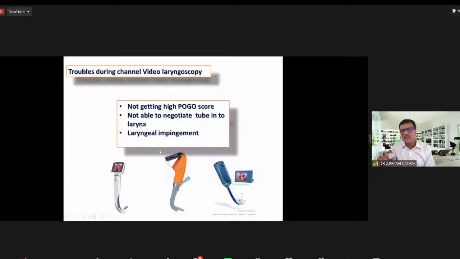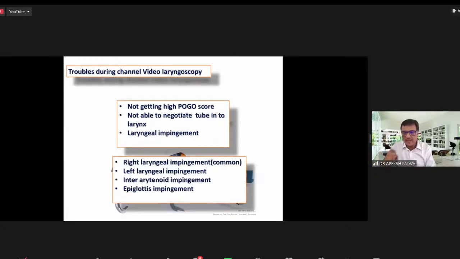So what are the troubles we get during channel video laryngoscopy? Many times you are getting a high POGO score but are not able to negotiate the tube into the larynx. You'll get laryngeal impingement. And most of the time with the channel video laryngoscope, your tube gets lodged at the right arytenoepiglottic fold. Even it's possible to get lodged at the left arytenoepiglottic fold.